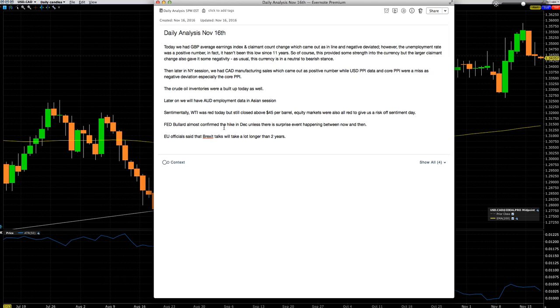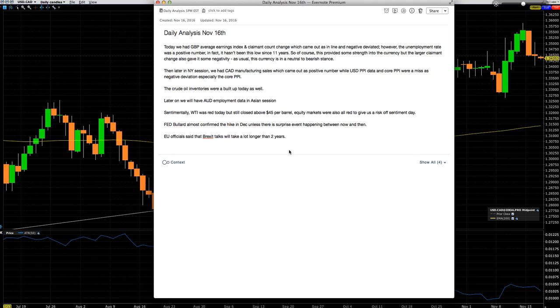Now, Federal Reserve member Bullard almost confirmed the rate hike in December, saying that unless there's a surprise event, it's more certain that the Federal Reserve will hike the rate, which of course is very positive news for the US dollar. Now, another piece of news is that EU officials said that Brexit talks will actually take longer than 2 years.